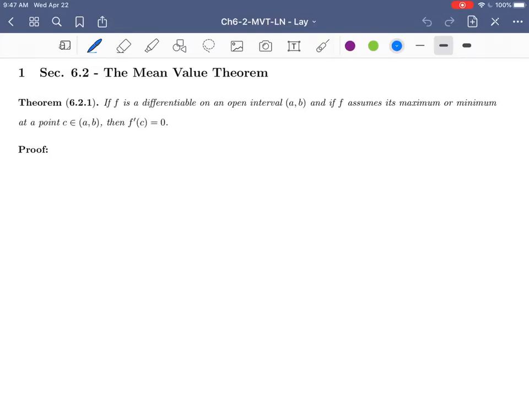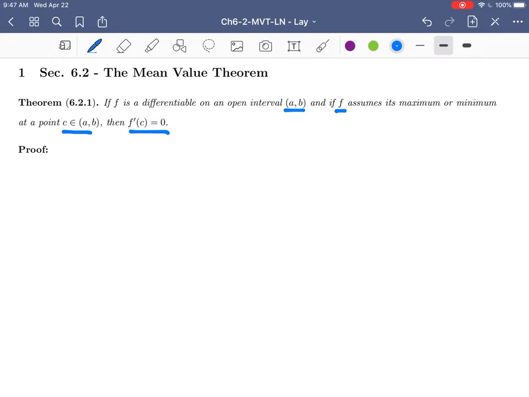In this video and in the next couple of videos, we're going to take a look at some theorems related to derivatives. We will start with a theorem that we are pretty familiar with. That is, if f is differentiable on an open interval from a to b, and if that function assumes its maximum or its minimum at a point c in that open interval, then the derivative of the function at that point c has to be equal to 0. So let's take some time and prove this theorem.